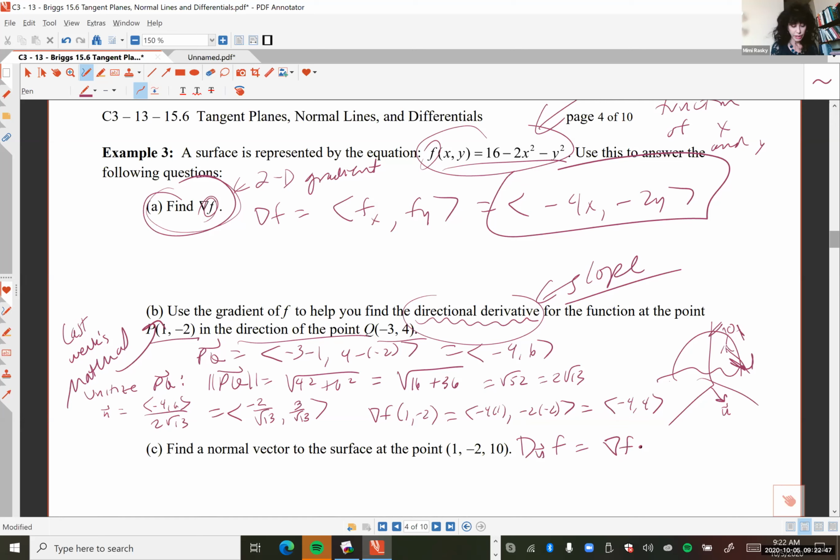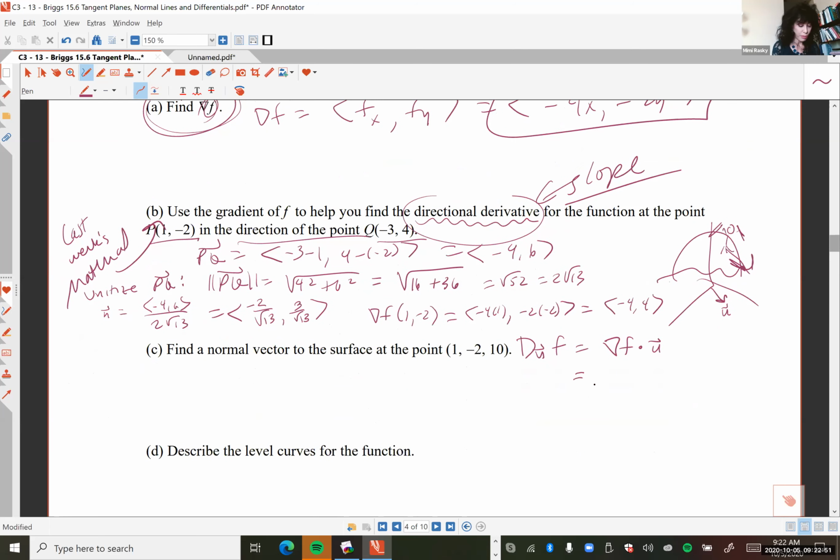The directional derivative in the direction of your u for this function, remember, is the dot product of your little two-dimensional gradient and the unit vector that you're trying to find the slope of. So you take your gradient and the dot product with this unitized vector. You'll get sort of a weird number, which can happen a lot of times when finding directional derivatives. So when I find this dot product, I get 20 over square root of 13. Okay, I'm done with part B.